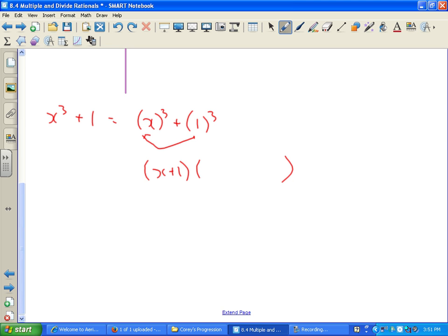Then our trinomial factor will square the first one. That will be x squared. Our last term is squaring the last one, which is 1 squared. And our middle will be the opposite of them multiplied together. In this case, minus x. X times 1 is 1x, and the negative of that. So factoring the sum and difference of cubes, that's what I've done here, x cubed plus 1. I recognize that as a sum or difference of cubes.